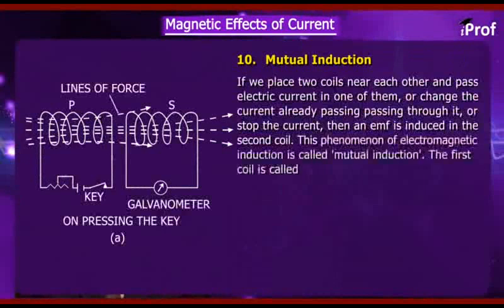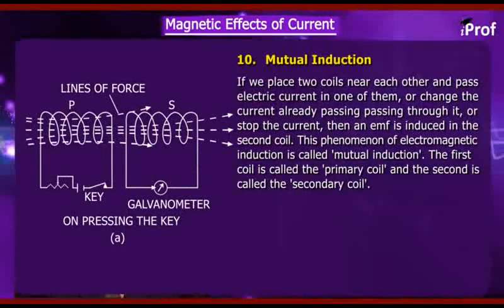Now let's see mutual induction. If we place two coils near each other and pass electric current in one of them, or change the current already passing through it, or stop the current, then an EMF is induced in the second coil. This phenomenon of electromagnetic induction is called mutual induction. The first coil is called the primary coil and the second is called the secondary coil.